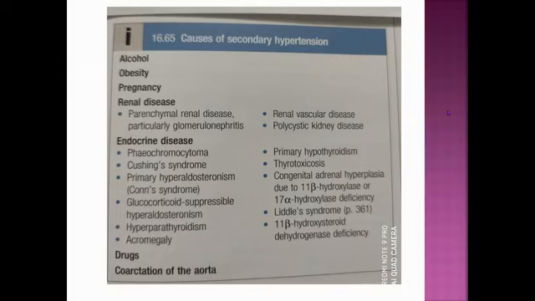hyperparathyroidism, acromegaly, primary hypothyroidism, and thyrotoxicosis. And in our country, thyroid cause is mostly predominant. Drugs: steroid, NSAID, oral contraceptive pill, these are responsible for secondary causes of hypertension. And in the heart, one congenital cause, that is coarctation of the aorta.